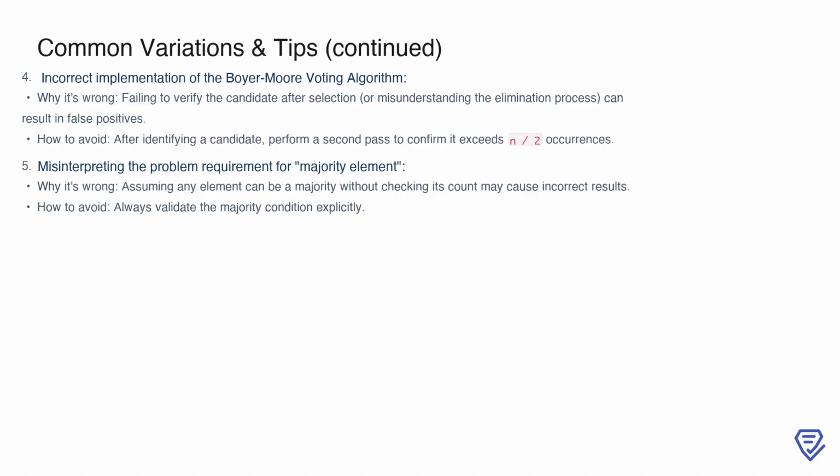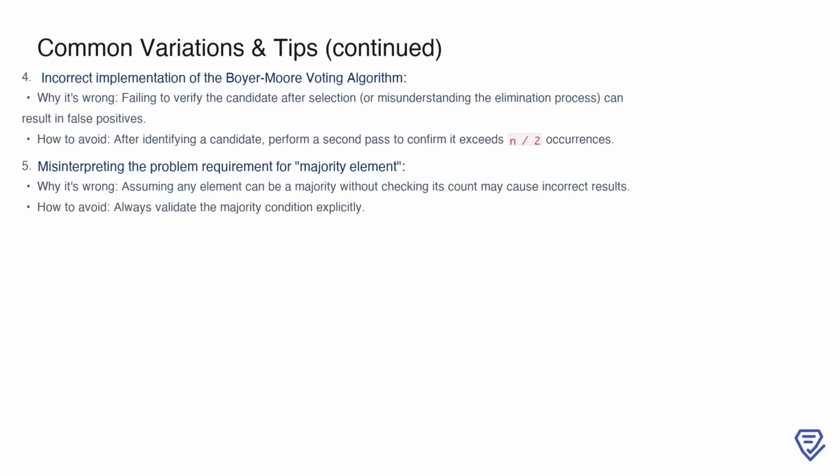Now, let's discuss some other pitfalls. An incorrect implementation of the Boyer-Moore voting algorithm is a notable one. This algorithm is efficient, but it's easy to misunderstand the elimination process or forget to verify the candidate after selection. Without this verification step, false positives can occur.